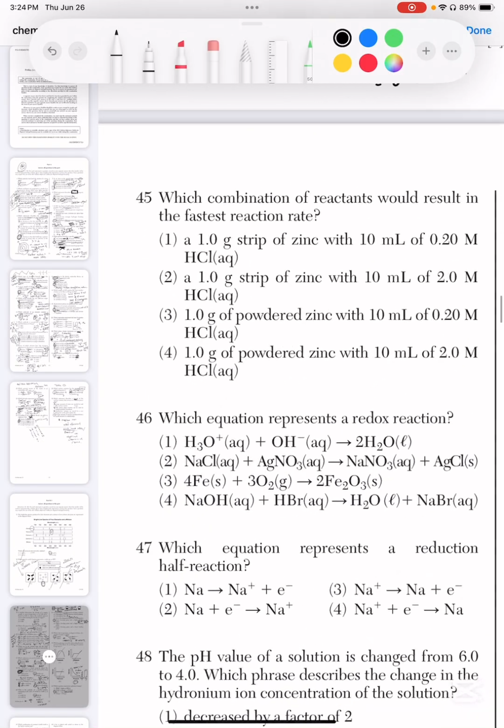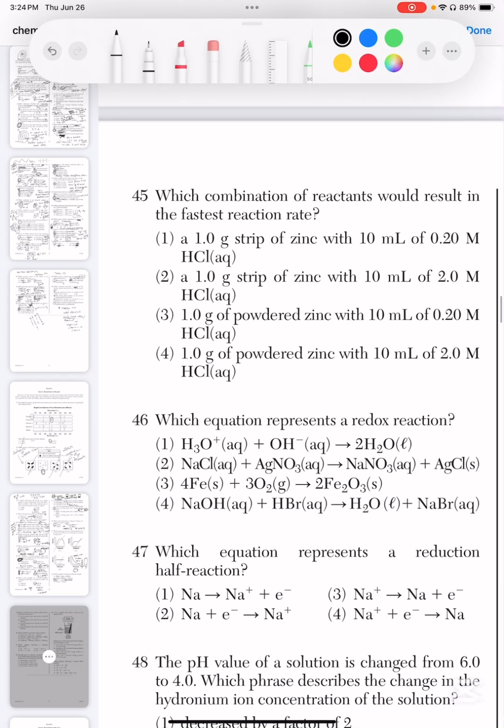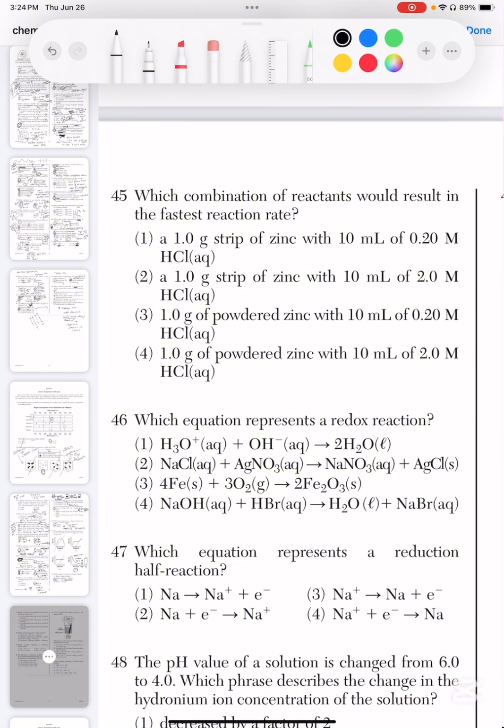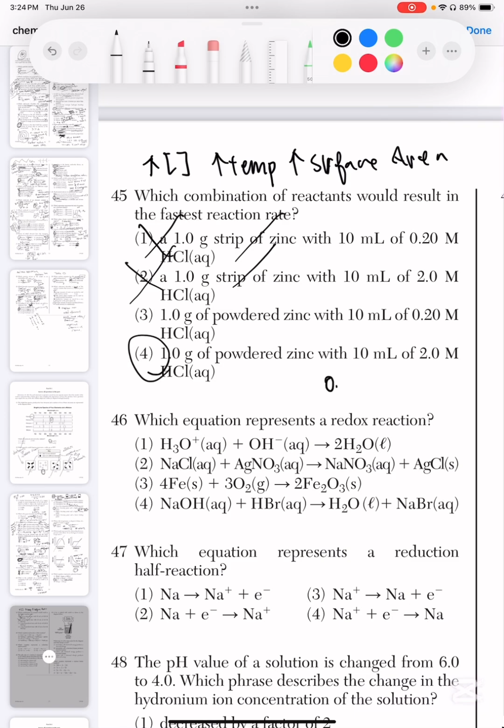So yeah. 45. Which has the fastest reaction rate? Okay, so you want highest concentration, high temperature, high surface area, or the addition of a catalyst, but I'm assuming they're not mentioning catalysts in this multiple choice. So strip of zinc versus powdered zinc. Powdered zinc has more surface area. And then which one's more concentrated? This one's more concentrated. 0.2 is less than 2.0 molar.